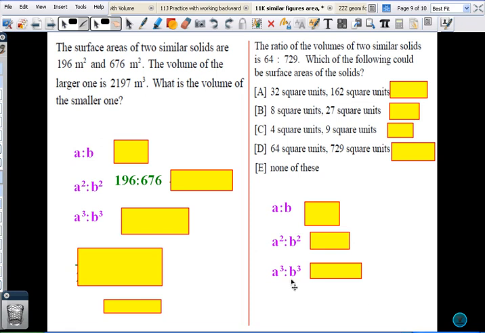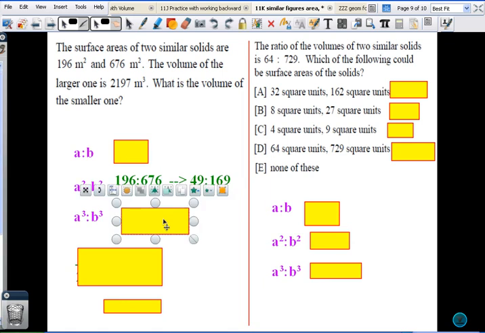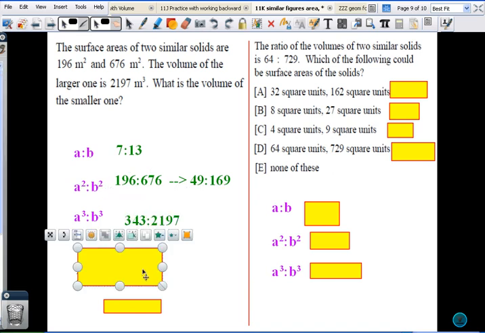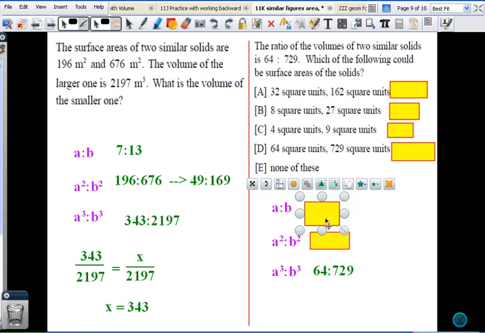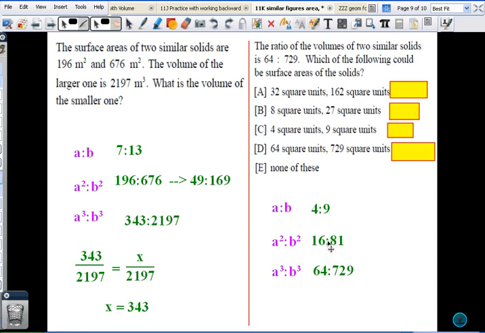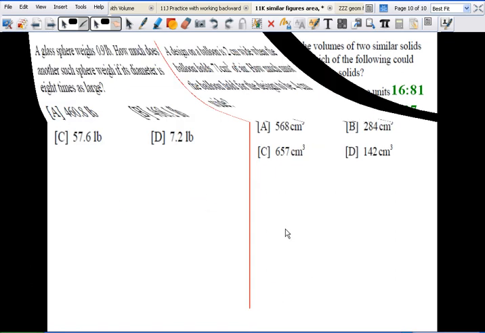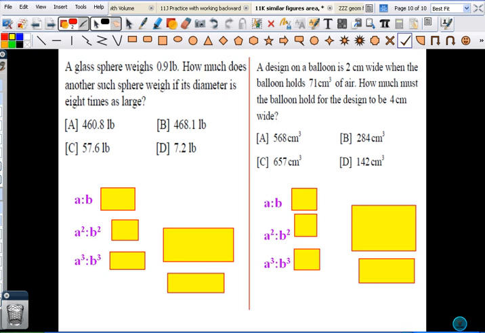Here are the solutions to those problems. Here are the answers for this page.